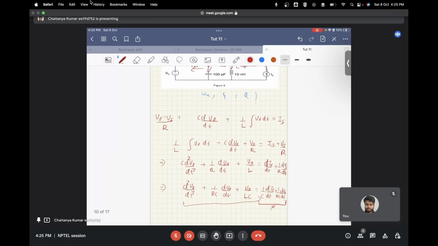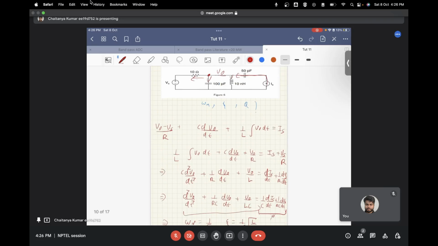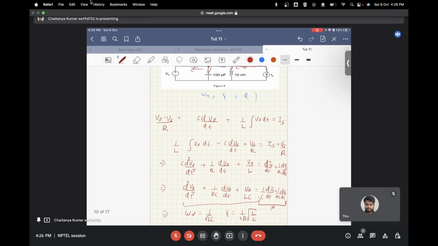So from here you can get the values of omega n, that comes out to be 1 by root LC, and zeta, that comes out to be 1 by 2 times R root L by C. So these are the values of omega n and zeta. Now these are the values that you get for a parallel RLC network.